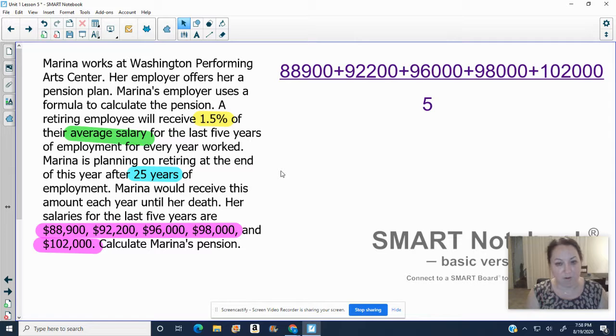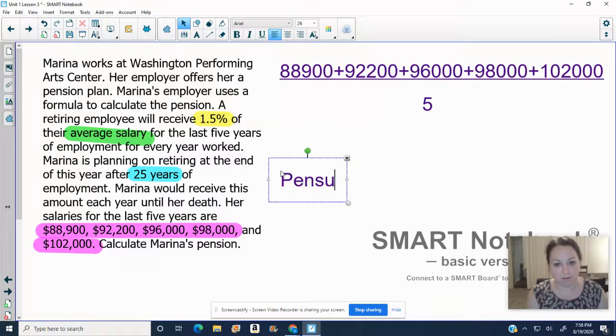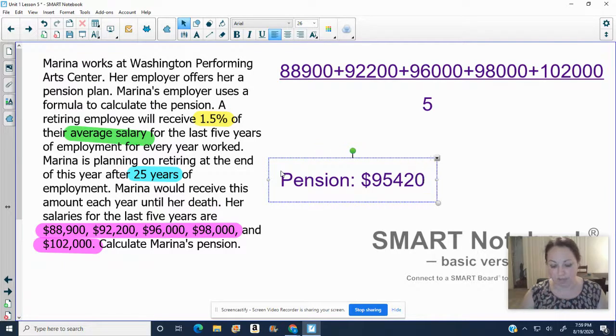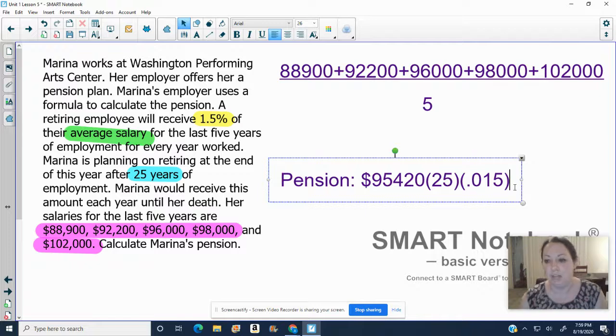So to calculate her pension, we are going to take that average of salaries, $95,420. We are going to multiply it by the years worked, which was 25, and we're going to multiply it by that percentage. You can put 1.5 out of 100, make it a fraction, or you can already convert it to a decimal and change it to 0.015. Either way will work.